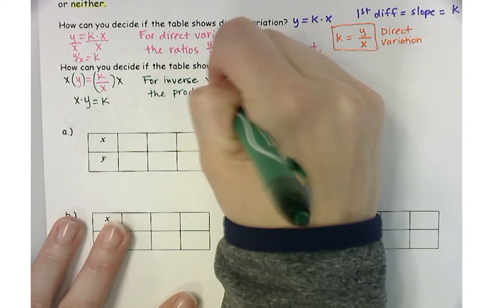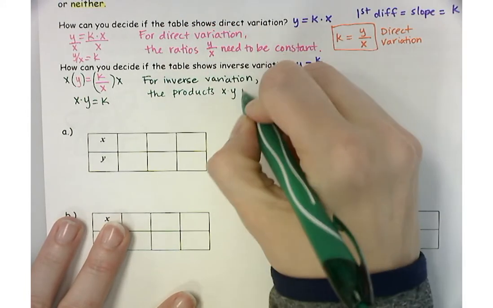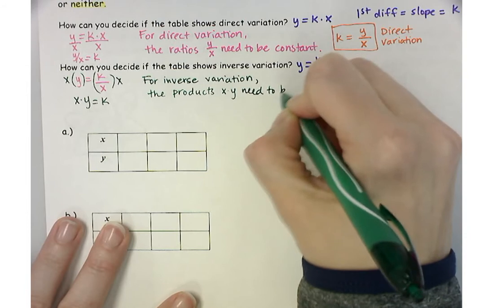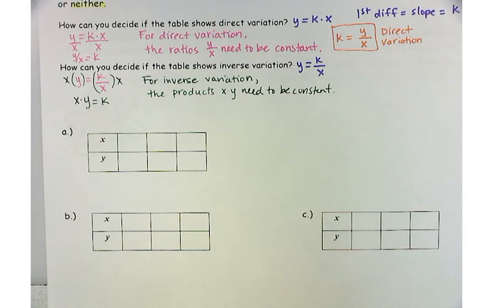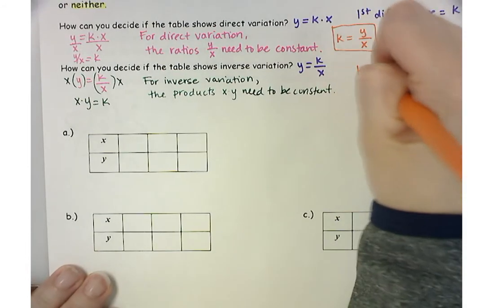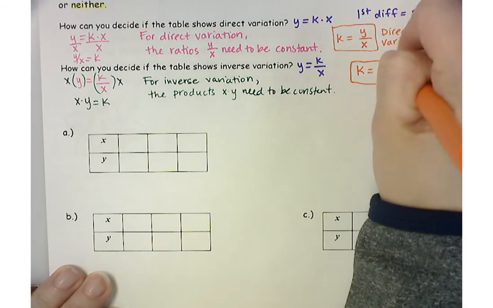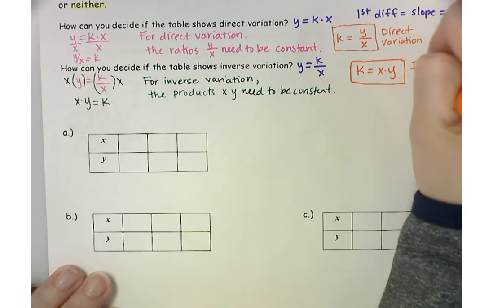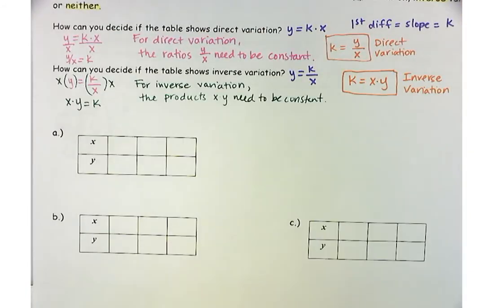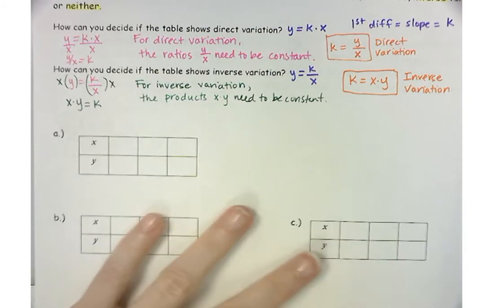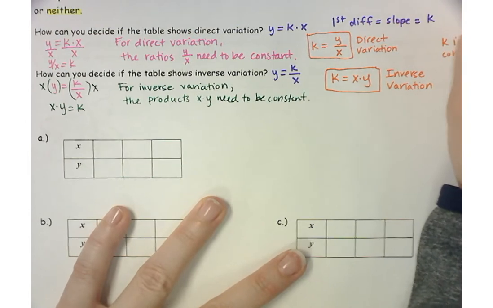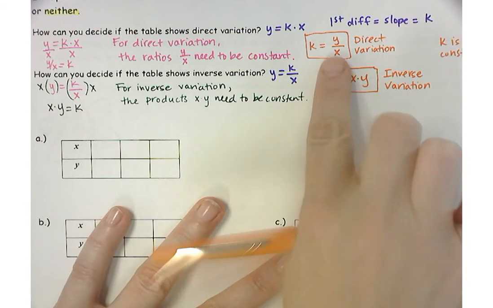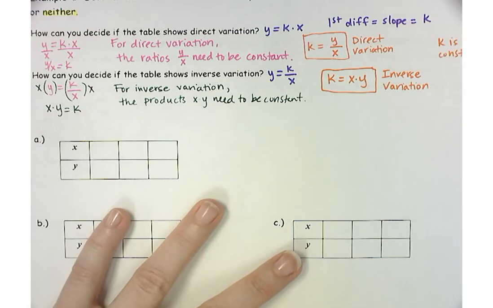So it is kind of a backwards way of thinking because you're solving. If it's inverse variation, the products are constant. Okay, for both of them, k is constant. It's just if it's inverse, it's the product. If it's direct, it's the ratio, which is the opposite of what the original equation is. Okay, if you do both of these and k is not constant, then it's going to be neither.